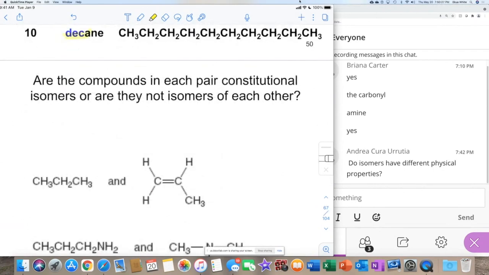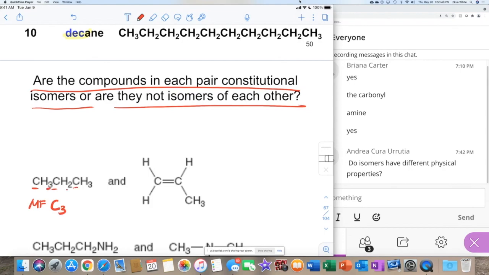So here's the questions, like your lab work. Are the compounds in each pair constitutional isomers or are they not isomers of each other? First thing you want to do, itemize and find your molecular formula. Carbon, 1, 2, 3, 3. Hydrogen, 3 plus 2 plus 3. What is that? 8?